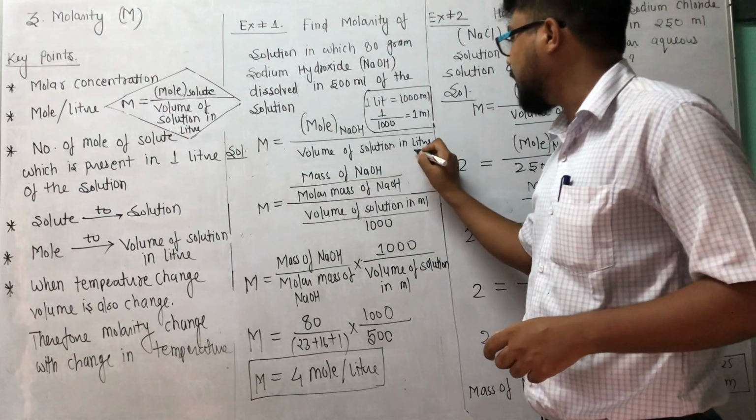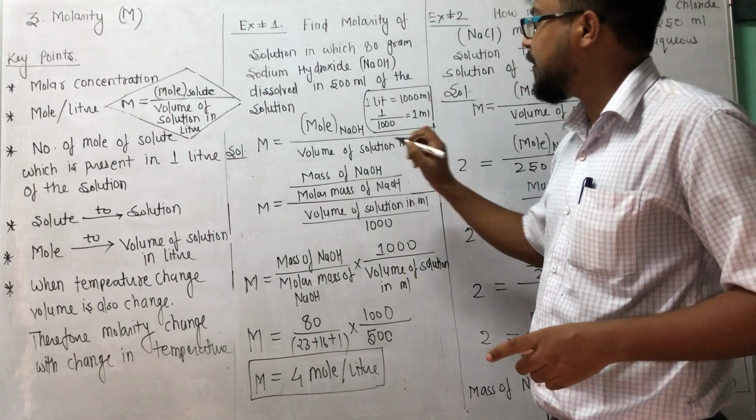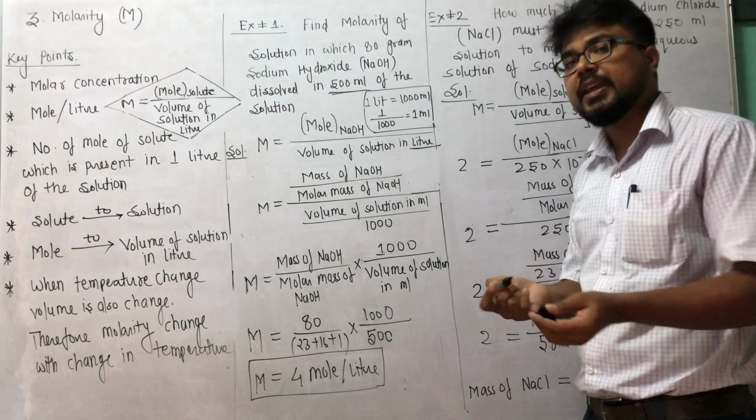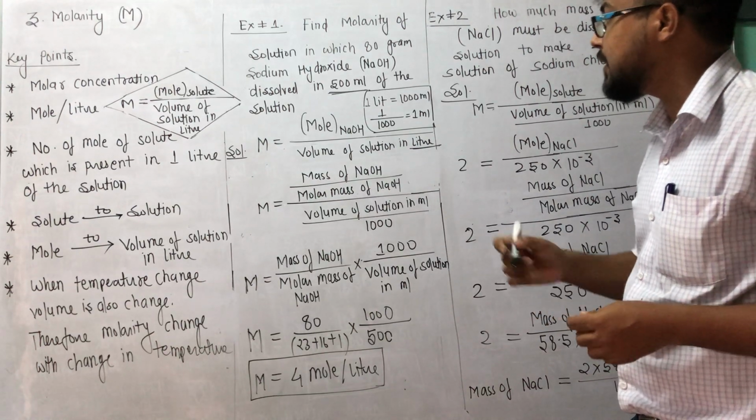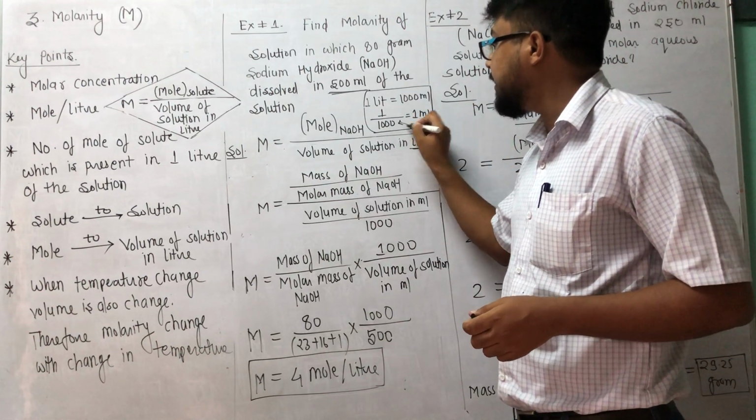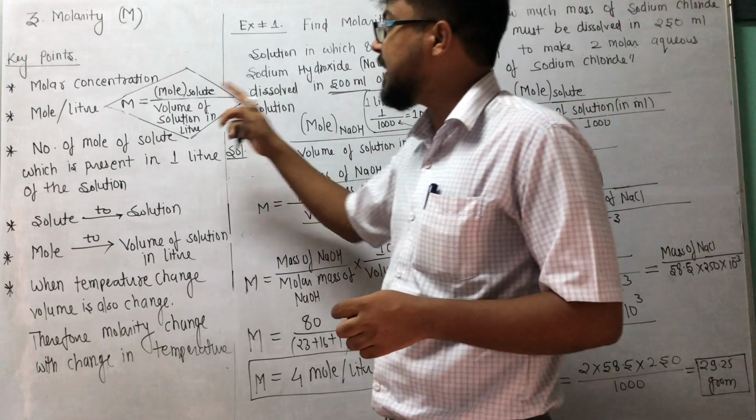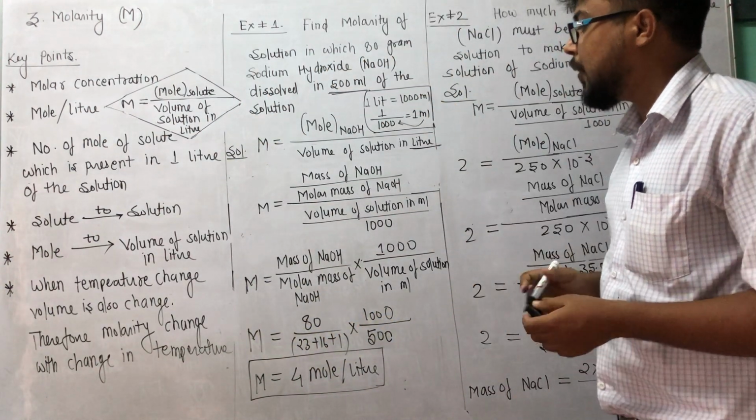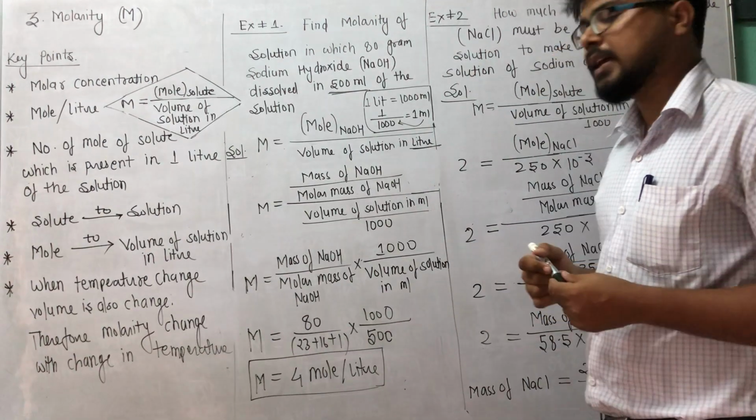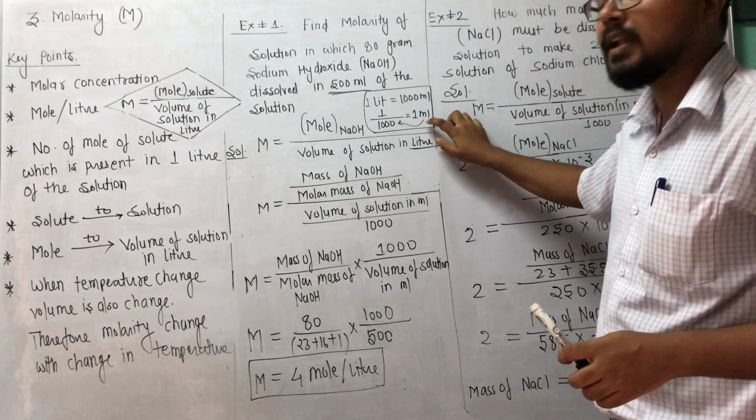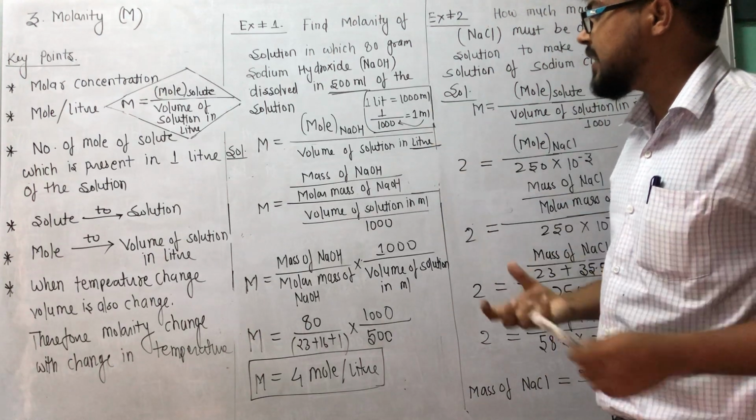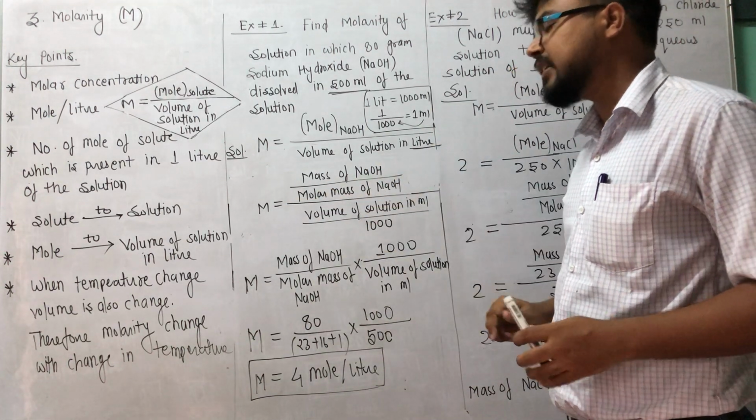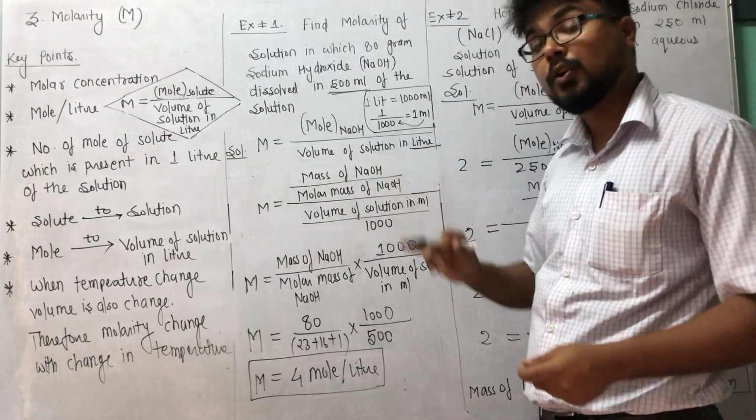One thing is important: in the formula the volume is in liter, but in the question it is in ml. So my first duty is to convert ml to liter, because I have to report my answer in mole per liter. So 1 ml equals 1 upon 1000 liter. Using this, I will design my further equation. M equal to mass of NaOH divided by molar mass of NaOH. What is this? This is nothing but the moles of NaOH.